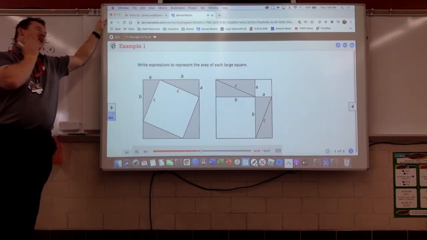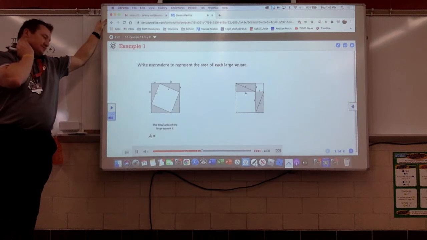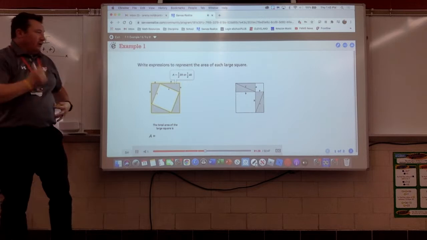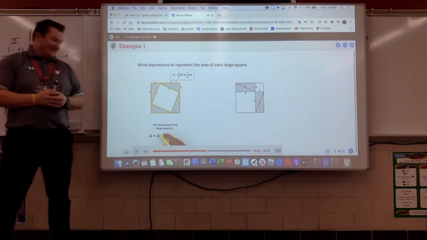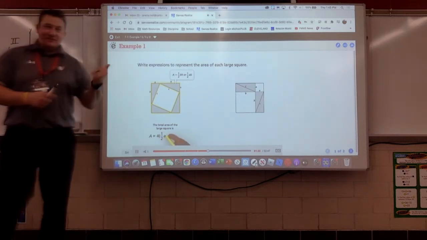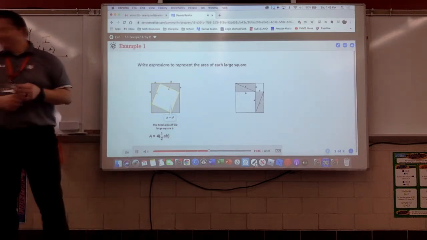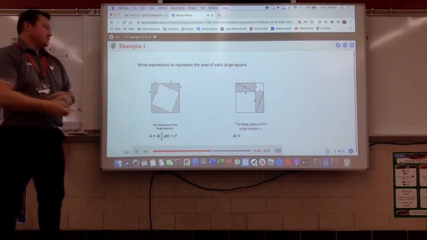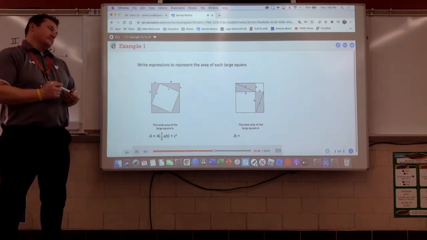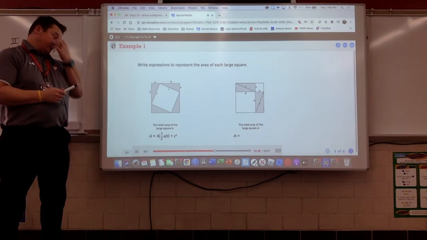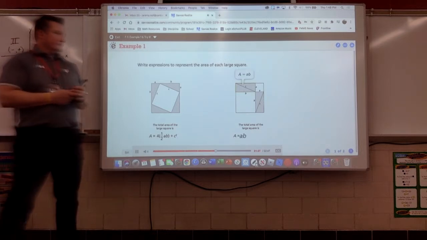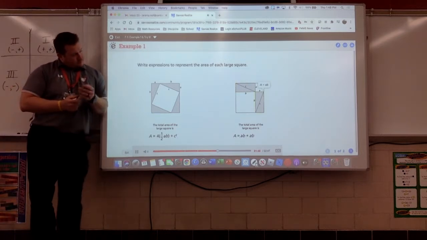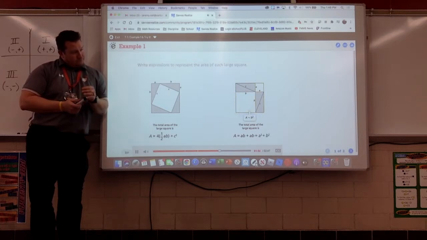So, the total area of the first large square is equal to 4 times the area of each right triangle, or 4 times the quantity 1/2 times A times B, plus the area of the square in the center, which is C squared. The total area of the second large square is equal to the sum of the area of each of its parts, or AB plus AB plus A squared plus B squared. That's awesome. It's good stuff.